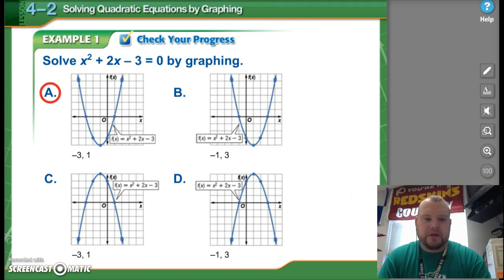And the answer to this equation is A. When you graph the equation, you should have found that it had a solution of 1 right here, and negative 3 over here. That's what these numbers represent below the graph.